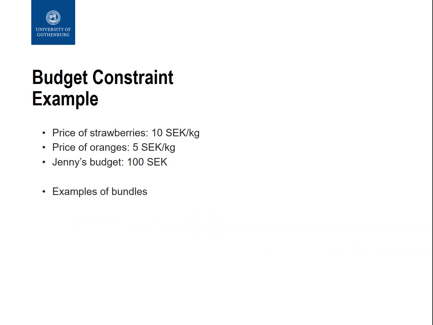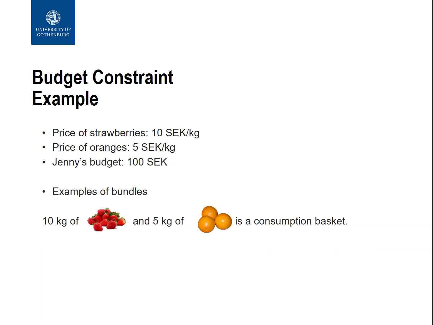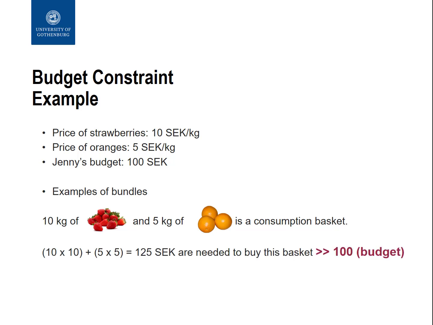Another example. Now the basket contains 10 kilos of strawberries and 5 kilos of oranges. The amount that Jenny has to pay for this basket is 10 kronas multiplied by 10 kilos plus 5 kronas multiplied by 5 kilos. And this leads to a total amount of 125 kronas. This amount this time is higher than what Jenny can afford, 100 kronas. So this basket is not affordable. It's not within the budget constraints.